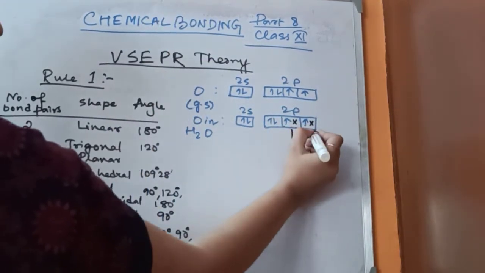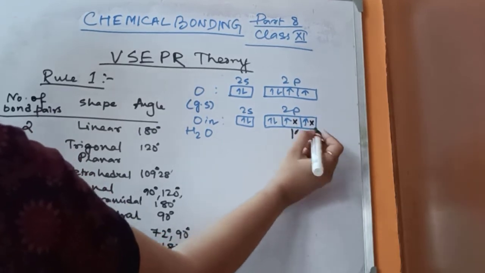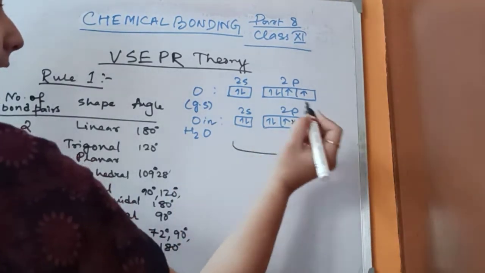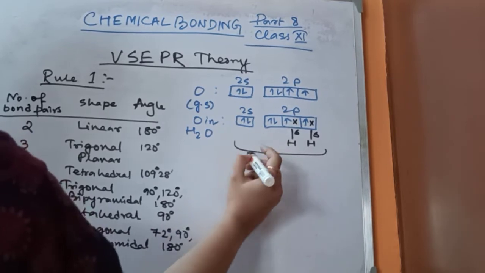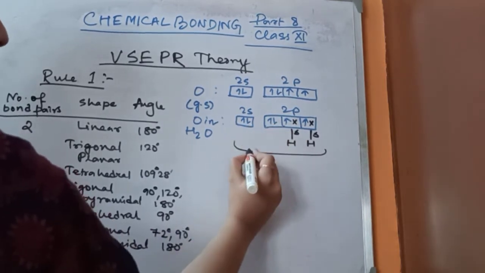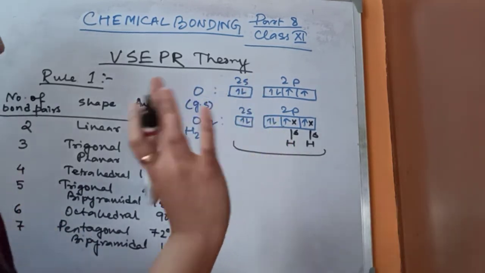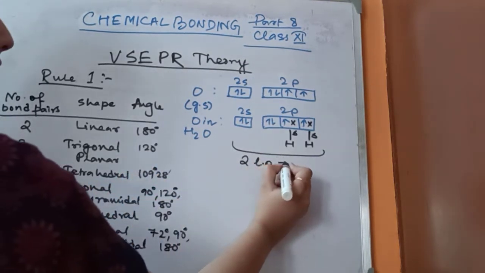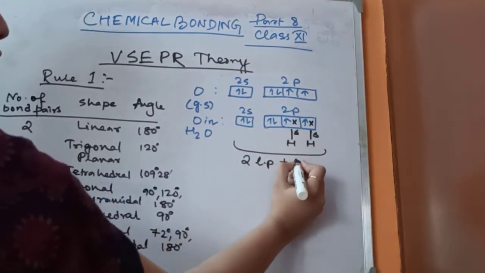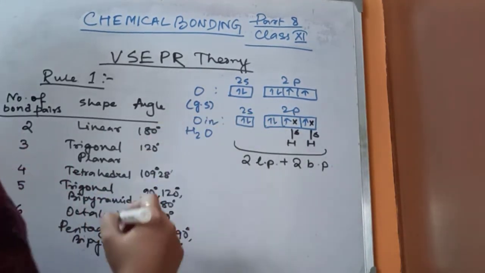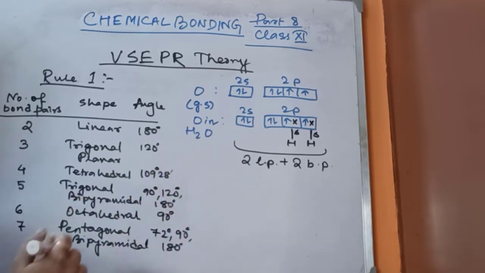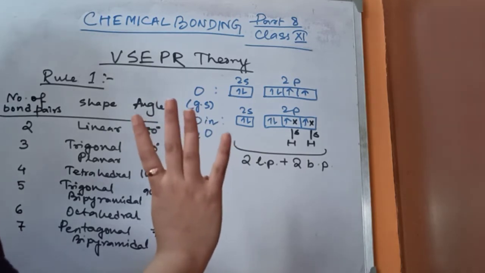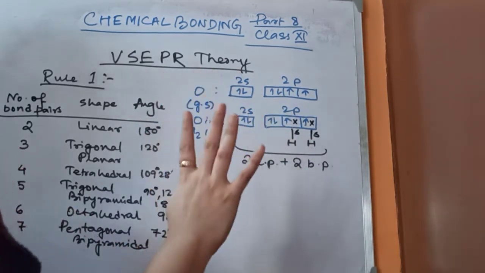So, oxygen in water, remember all these are sigma bonds. 1, 2, there are 2 lone pairs. What are lone pairs? The pairs which are not involved in bonding. So, 2 lone pairs, along with that, there are 2 bond pairs. But see, in total there are 4 electron pairs, 2 lone pairs plus 2 bond pairs.